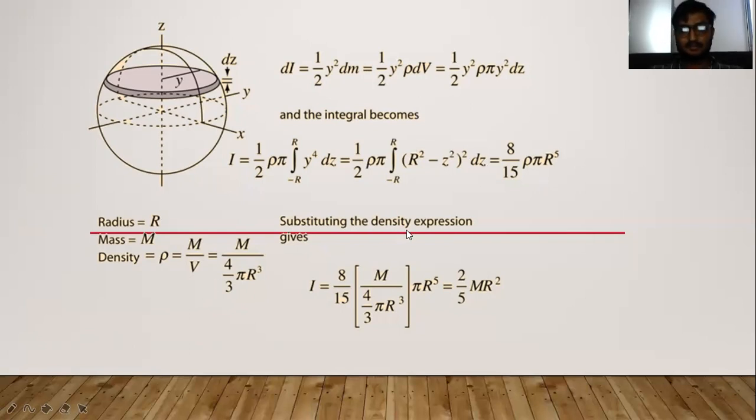Substituting the density expression, what is the rho value? Rho is equal to m by V, density is equal to m by V, which is m by 4 by 3 pi r cube. Then put this value in this formula. So I is equal to 8 by 15 into m by 4 by 3 pi r cube into pi r raised to 5. Then finally I is equal to 2 by 5 mr square.